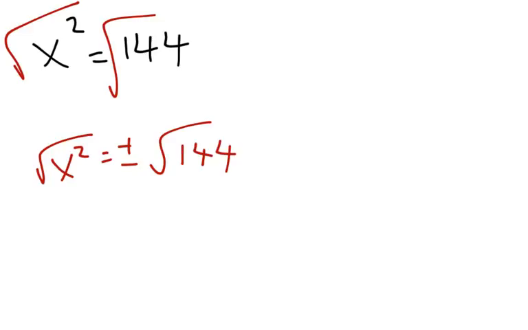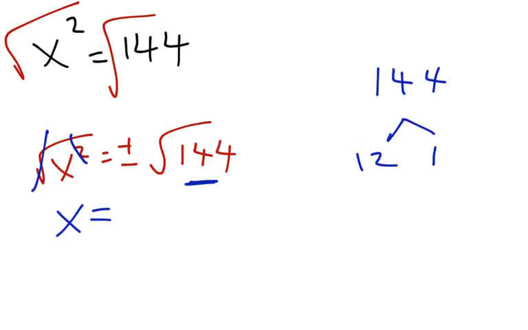Now the radical, or the square root, is going to cancel the square of the x, so I'm going to have an x here. On this side, I have the square root of 144, and that's a perfect square. It's 12 times 12. So I'm going to solve that: plus or minus 12.